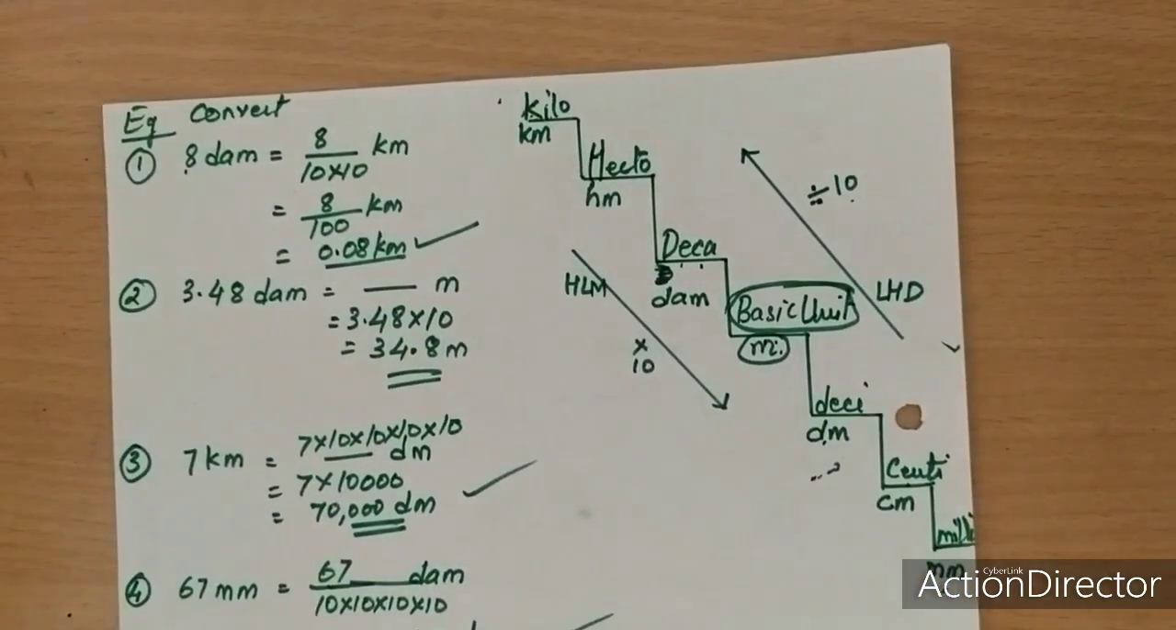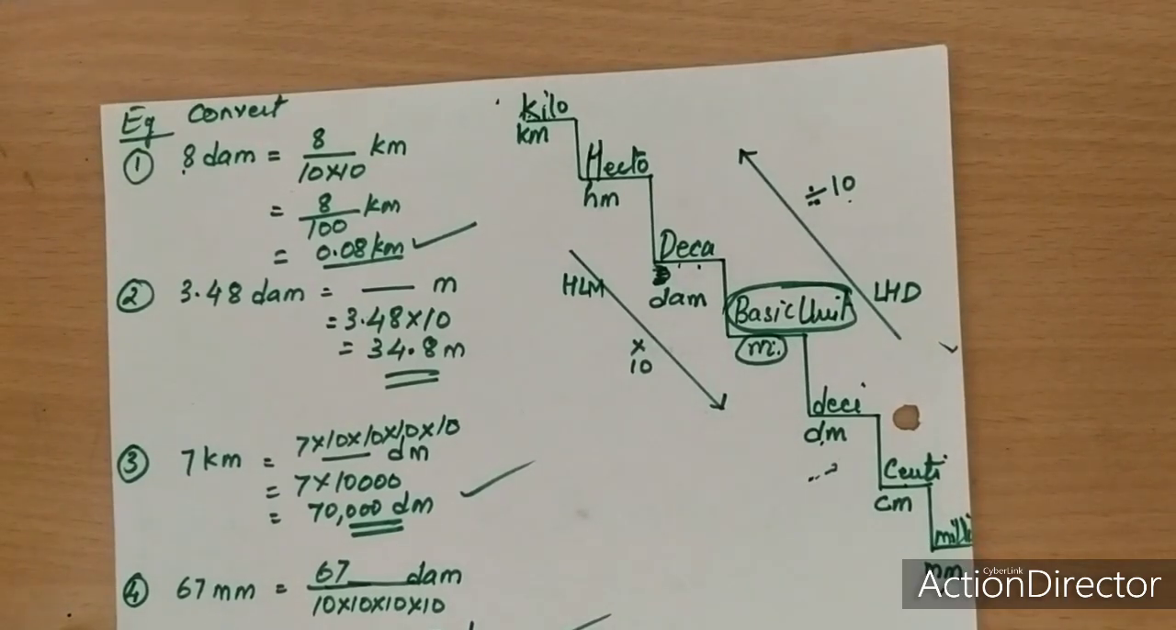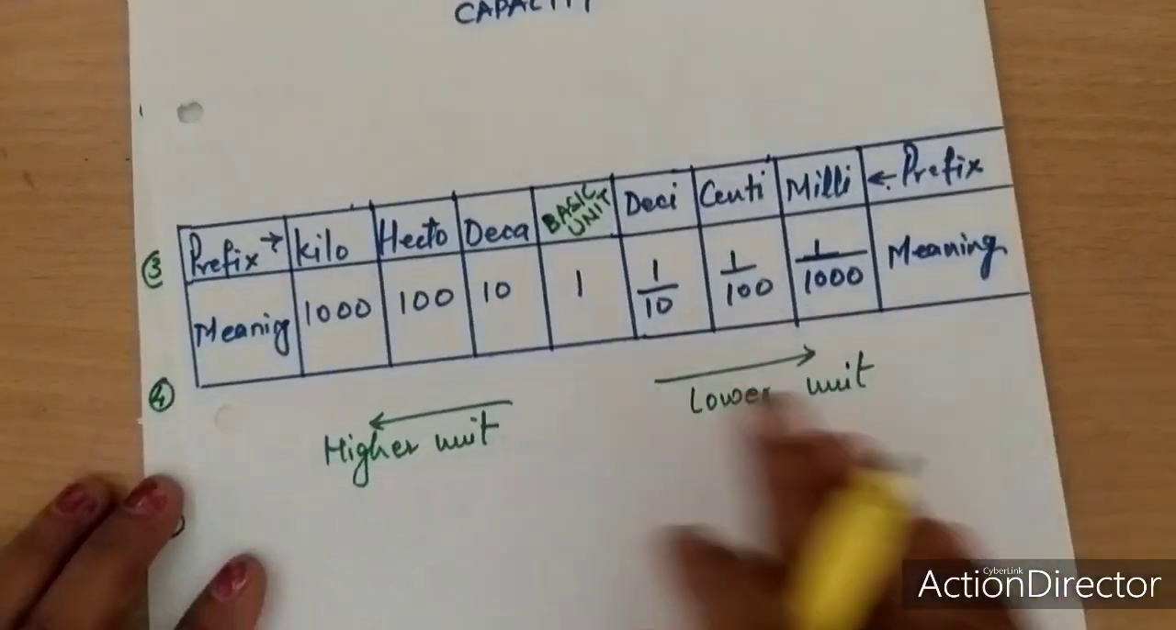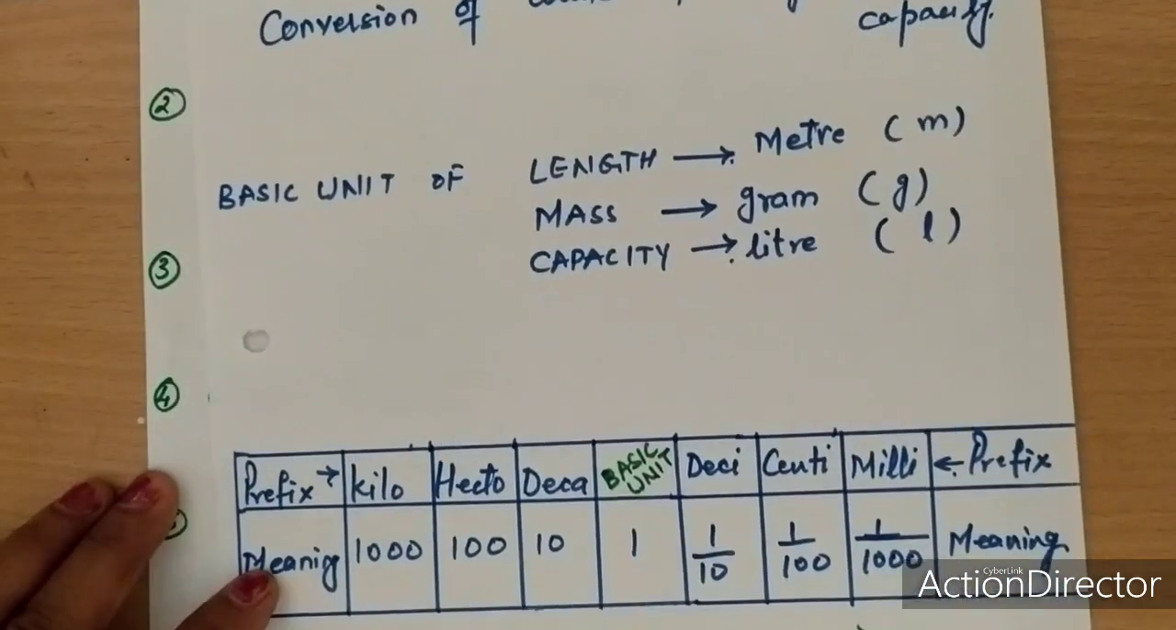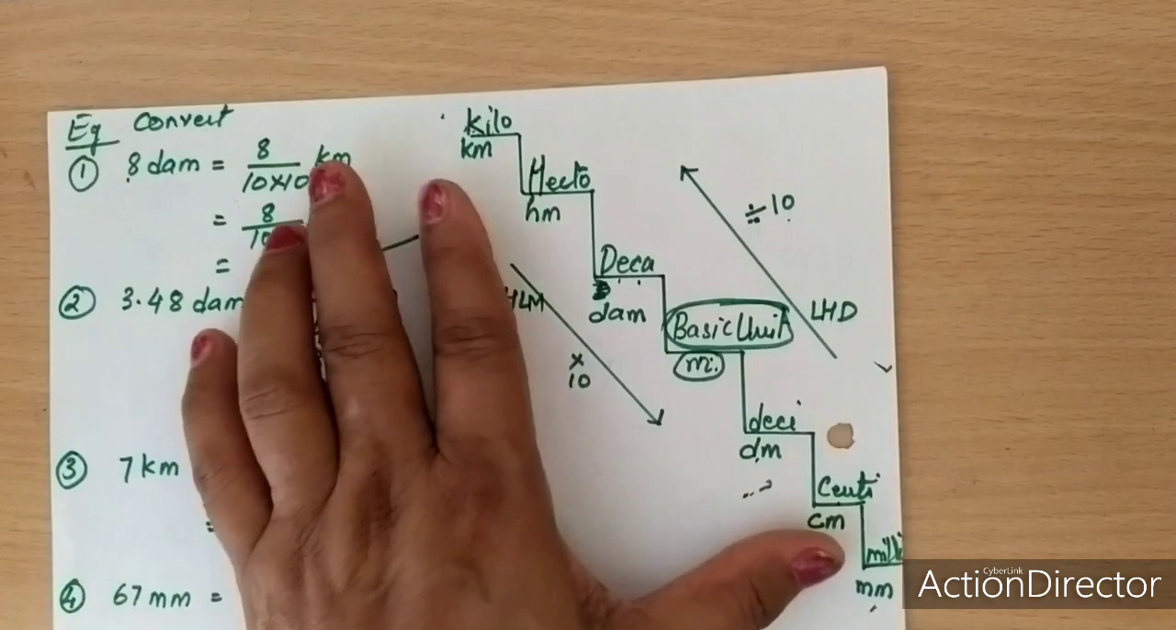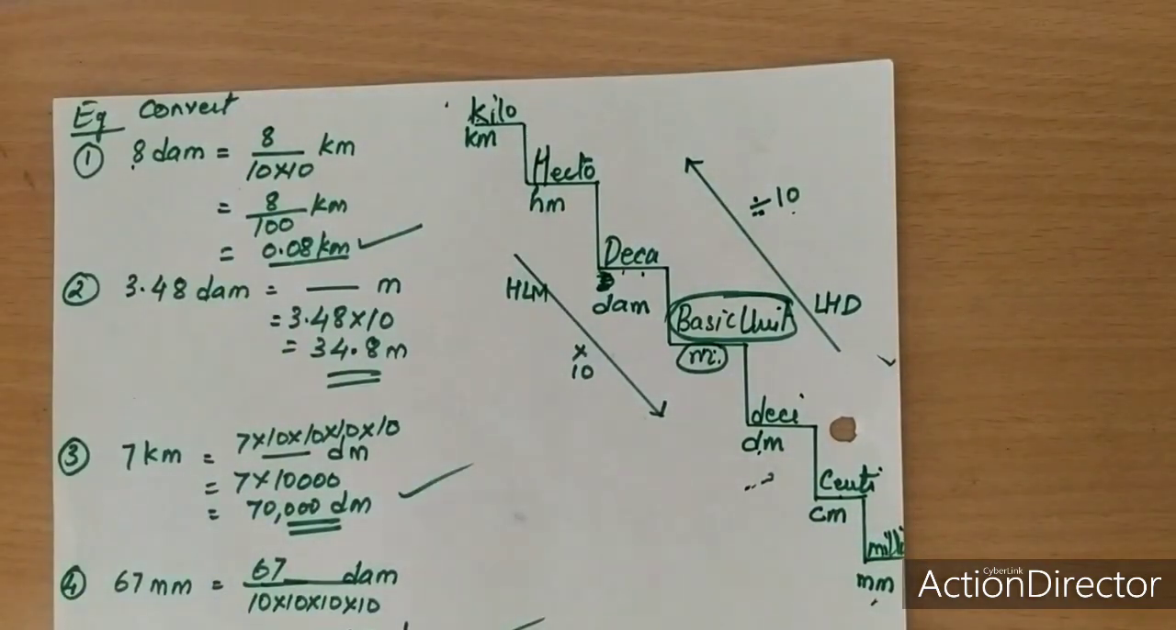So all of you please learn the whole table with this. You should know the meaning of the prefixes and the meaning of this one, and after that you make the steps and then you convert all the questions.